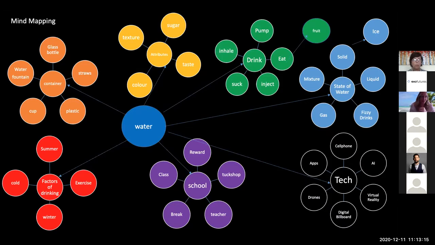And then we start playing and we start conceptually blending. So what I do is I start taking one from straws, one from container, one from drink, one from tech, one from factors of drinking, and I put them all together. And that is what we call mashing up. And can I get something from that? So here are the examples.